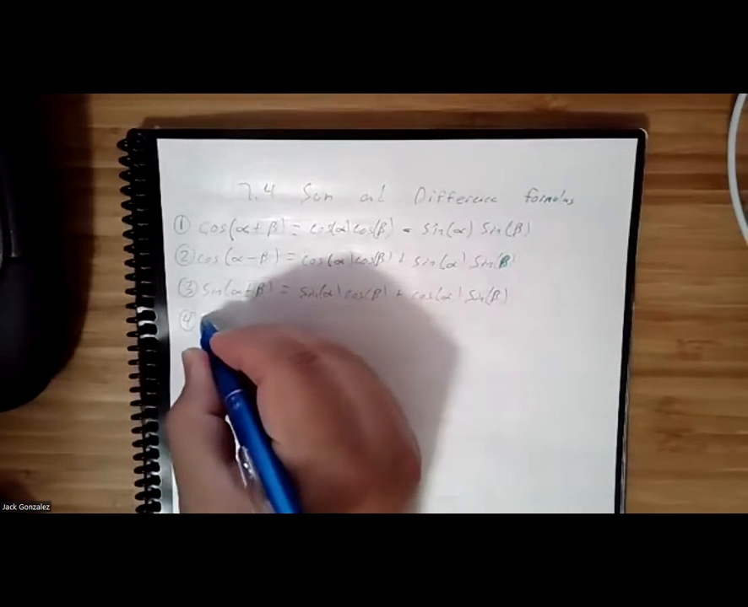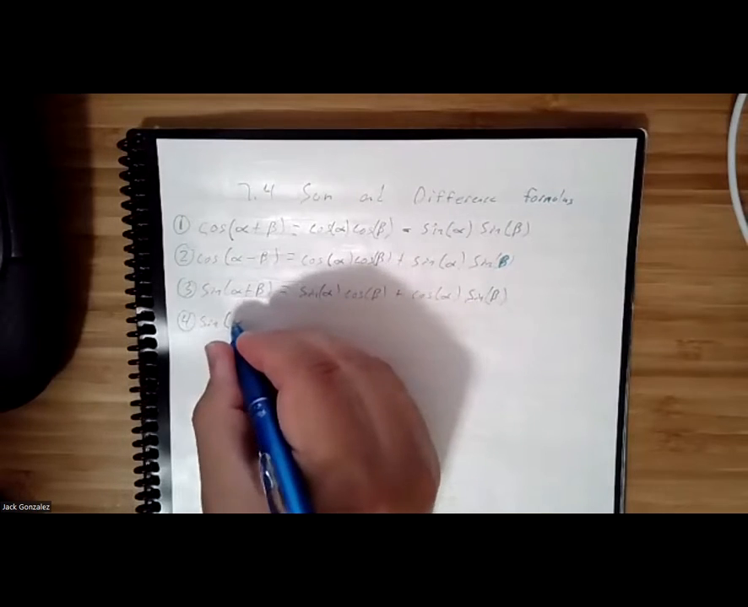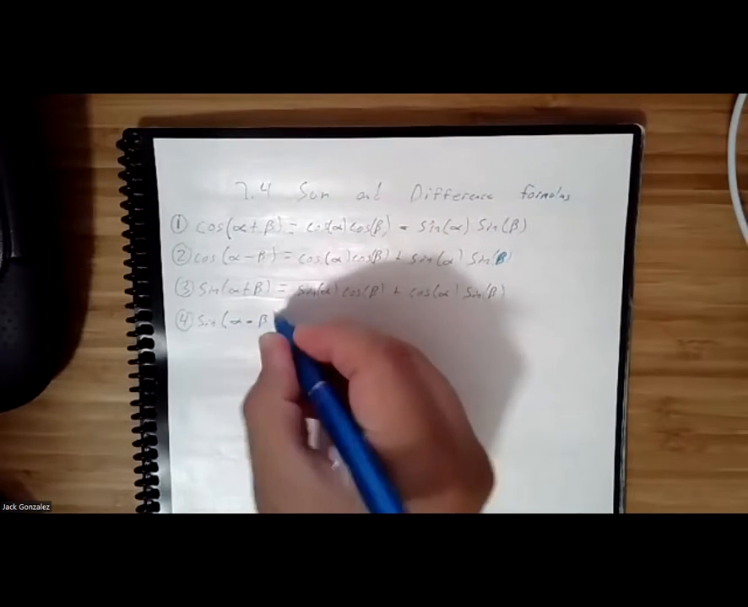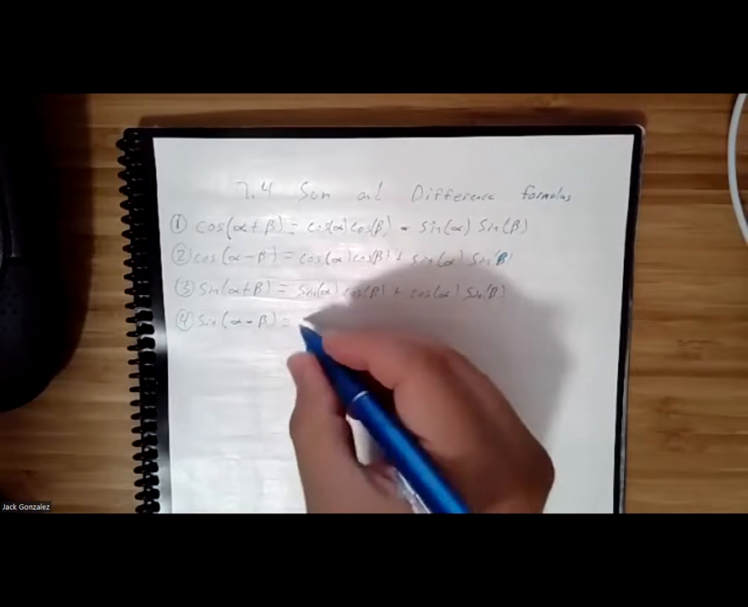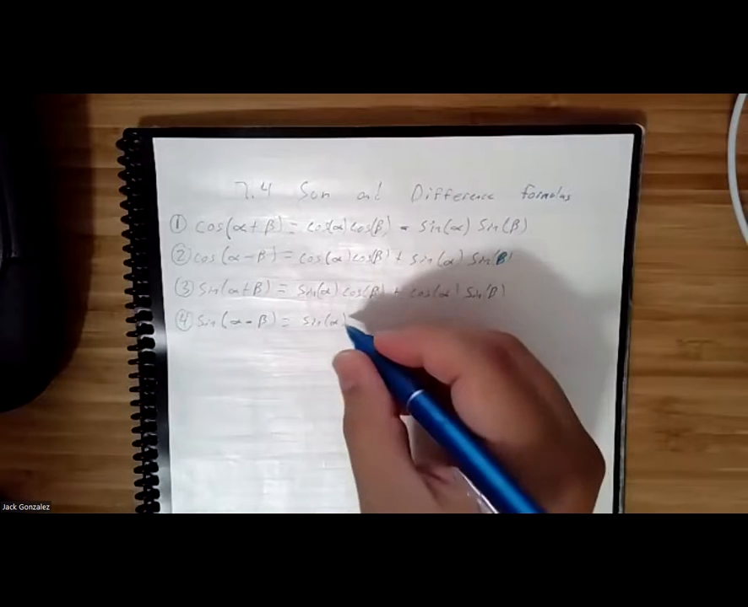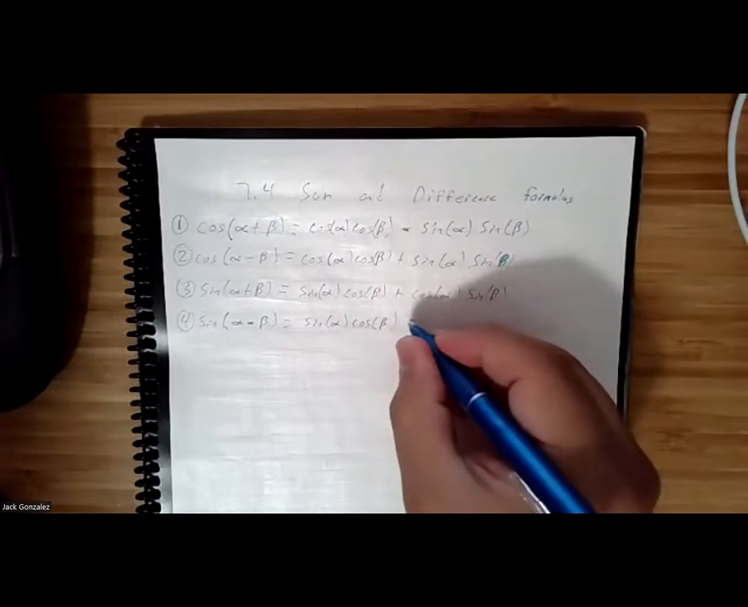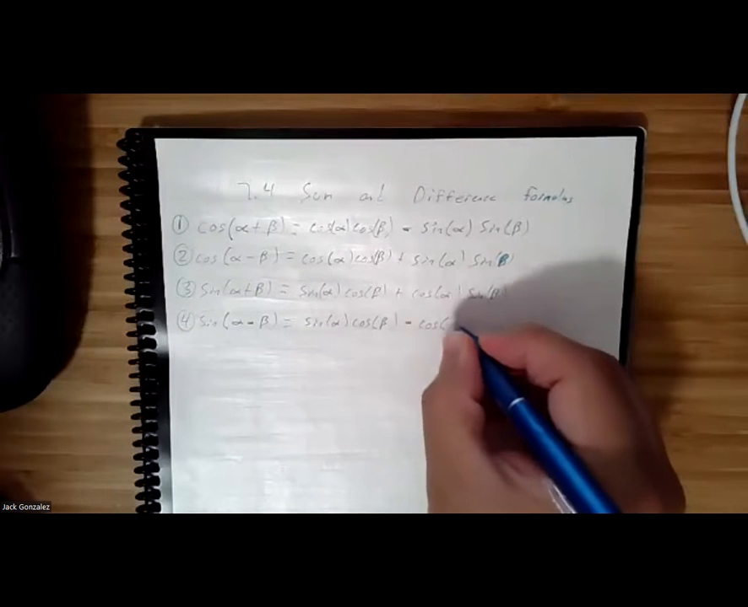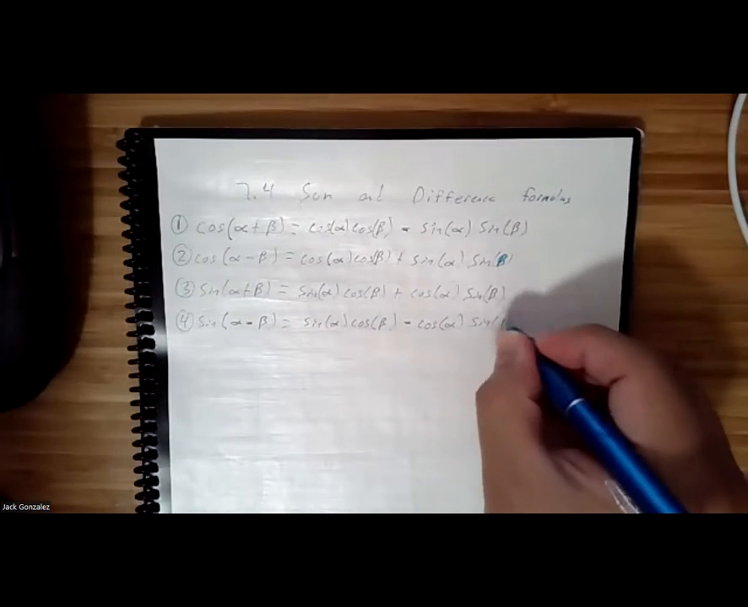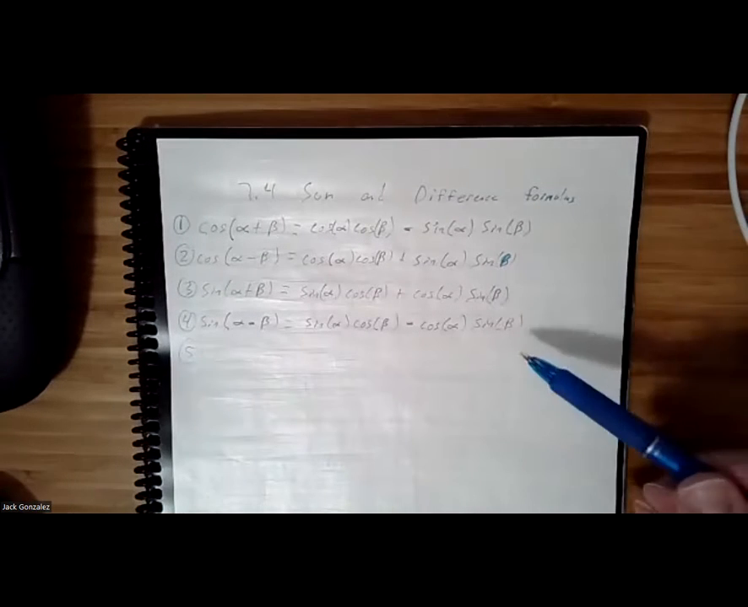I don't have these memorized, so I don't force you to memorize them either. Okay. The minus. So see how this is a plus, and this is a plus. So minus sine alpha cosine beta minus cosine alpha sine beta. All right, so there's two sines, two cosines.